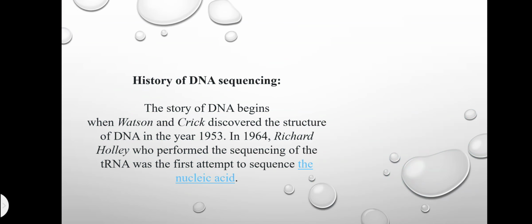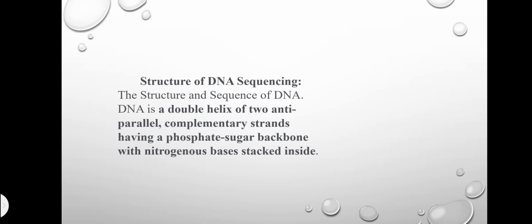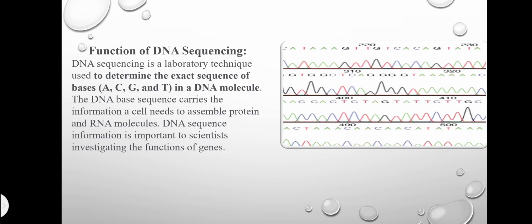The story of DNA begins when Watson and Crick discovered the structure of DNA in the year 1953. In 1964, Richard Hawley, who performed the sequencing of the transfer RNA, made the first attempt at sequencing a nucleic acid. The structure of DNA: basically, DNA is a double helical structure that is antiparallel and has a complementary strand, having a phosphate sugar backbone with nitrogenous bases stacked inside.